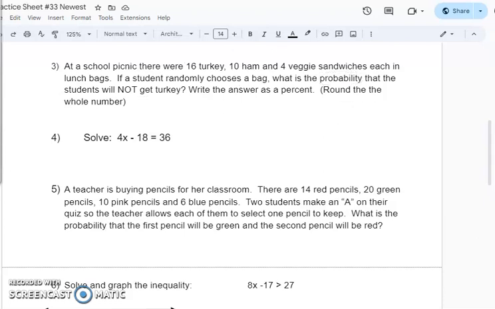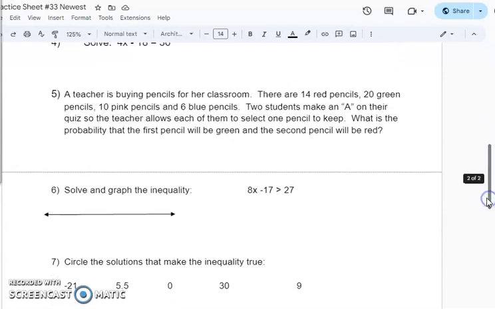Okay, we're going to walk through number 5 together because this one we haven't spent as much time on, so we're definitely going to do this one. Number 5 says, a teacher is buying pencils for her classroom. There are 14 red pencils, 20 green pencils, 10 pink pencils, and 6 blue pencils. 2 students make an A on the quiz, so their teacher allows them each to select 1 pencil to keep. What is the probability that the first pencil will be green and the second pencil will be red?